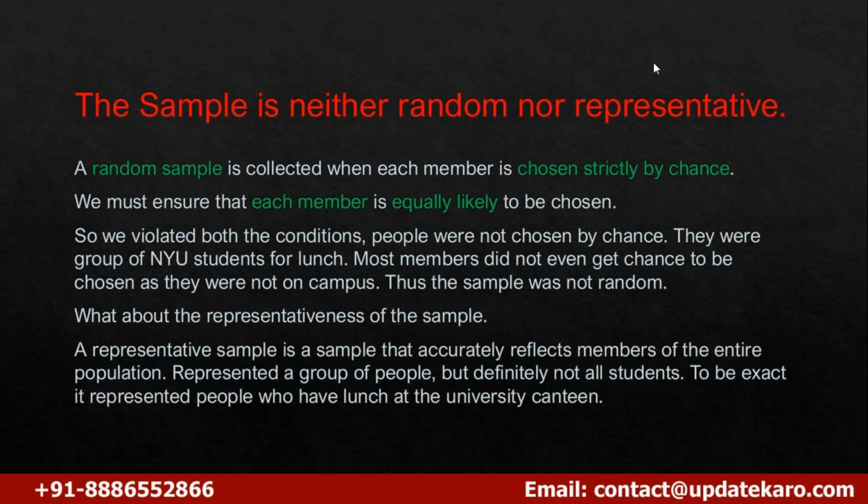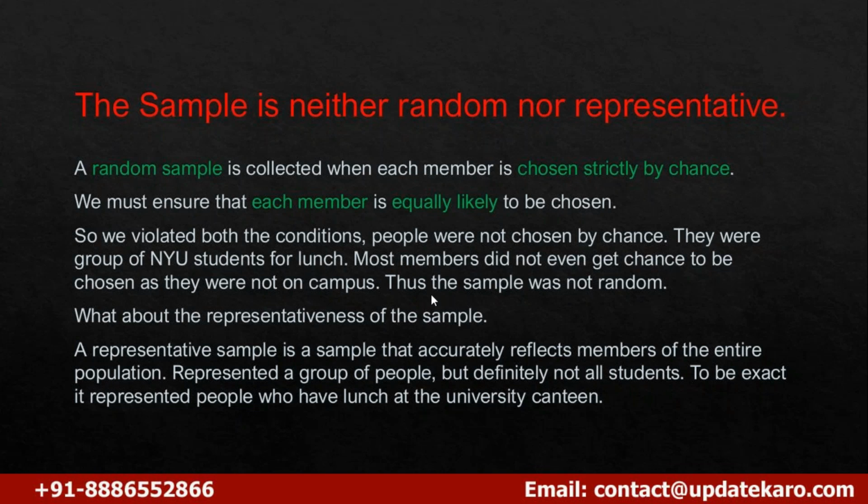So that was the reason I was telling you about the sample that we collected over here in the New York University canteen. The sample that was there was neither random nor representative. A random sample is collected when each member is chosen strictly by chance. We must ensure that each member is likely to be chosen. It should not be like the probability of choosing a particular group of people is high. It should not be like that.